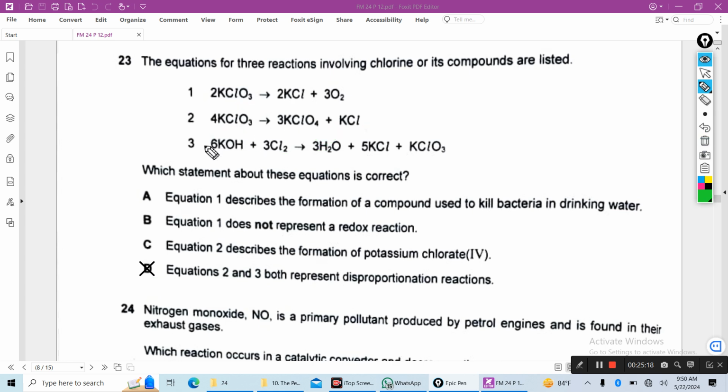And also equation 3: you see here chlorine 0, here -1, here chlorine +5. So chlorine 0 to -1 is reduced, and 0 to +5 is oxidized. So the same chlorine is simultaneously oxidized and reduced. That's why D is the right answer: equations 2 and 3 both represent disproportionation reactions.